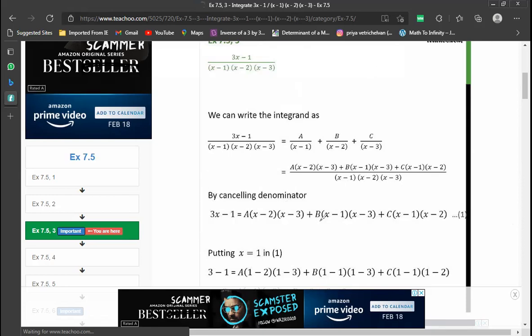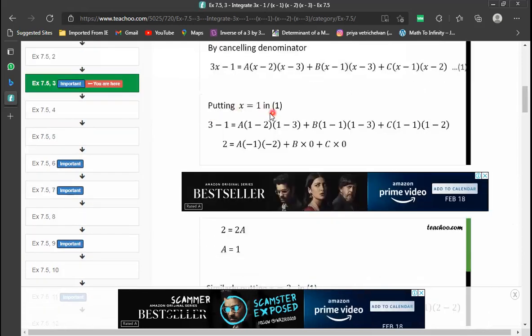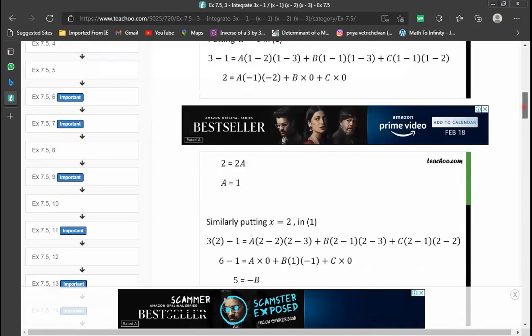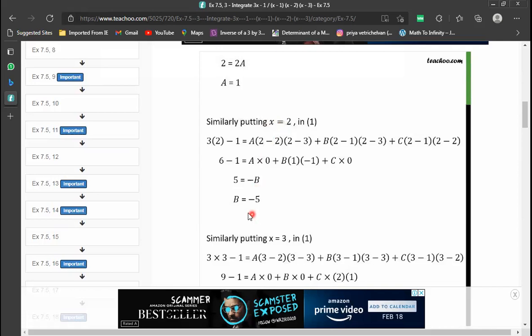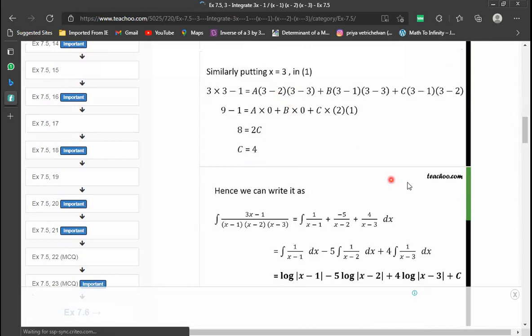So now you can substitute the value of x by putting various values in x. You can find the value of a, b, and c. So here you do have x minus 1, x minus 3, and x minus 2. So you can substitute the value of x as 1, 2, and 3 for getting the value of a, b, and c. When you substitute 1 in this, you are getting the value as 1 for a. And when you substitute x as 2, you got the value of b as negative 5. And when you substitute 3, you got the value of c as 4.